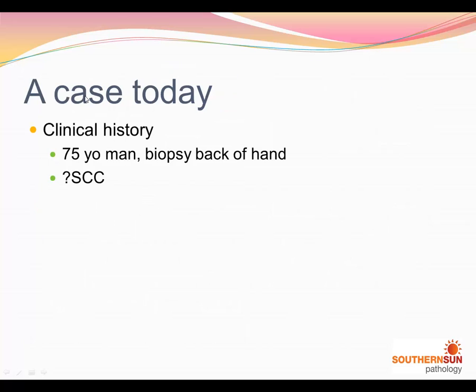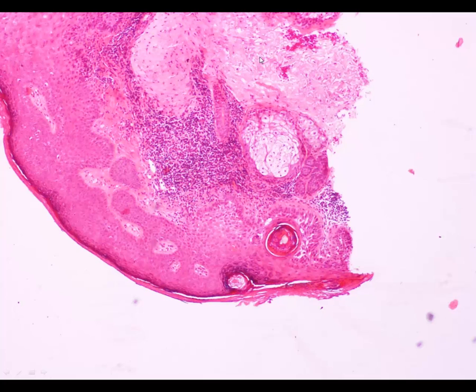So I just found a case today which I thought I'd use to highlight this process. It's a 75-year-old man with a biopsy on the back of the hand, and the question mark was query SCC. So this is the low power. You can see the marked solar damage here, and on this end of the biopsy you can see a fairly classic solar or actinic keratosis with mild or moderate dysplasia, which is predominantly in the basal part of the epidermis, and the superficial part of the epidermis is essentially normal.